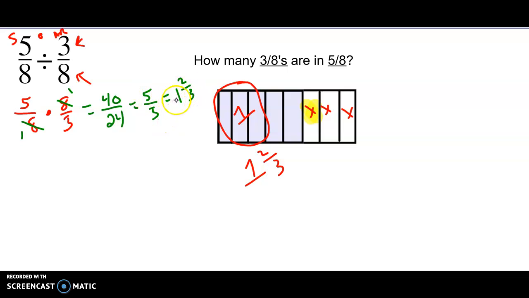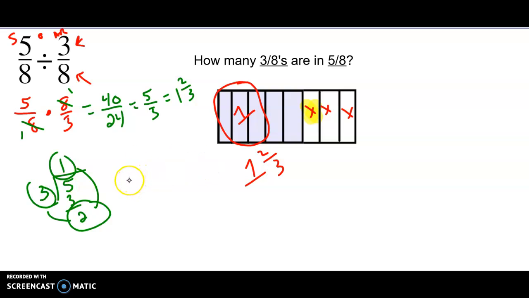3 goes into 5 one time, with how many left over? 2/3. 5 divided by 3. 3 goes into 5 one whole time, with how many left over? 1 and 2/3. Get the same answer. It doesn't matter how you do it, whether it be modeling or the algorithm.